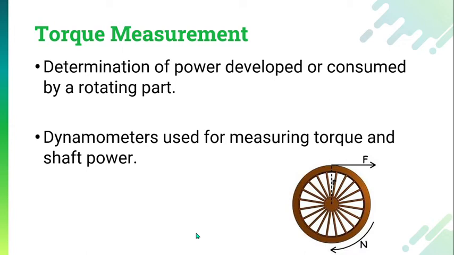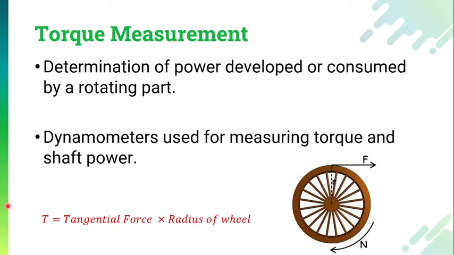We can identify torque as the tangential force multiplied by the radius of the wheel, if we are talking about a wheel. You can observe that this is the center and this is the force that is acting on this particular wheel. That is why this distance is identified as the radius. So this is the basic definition of torque.